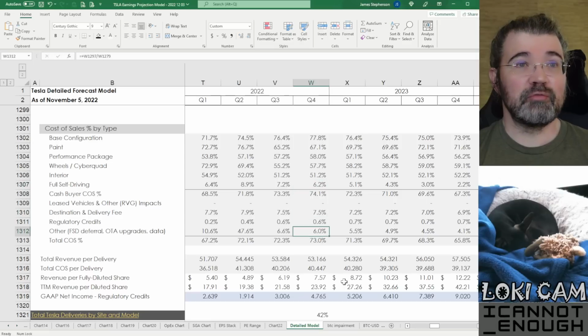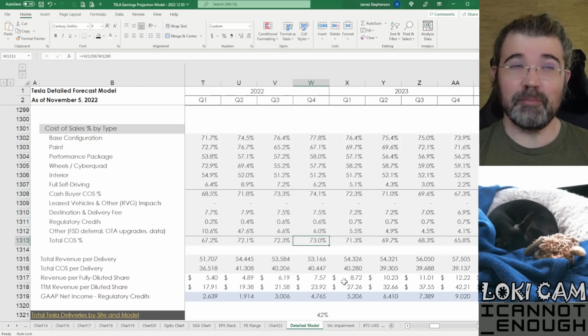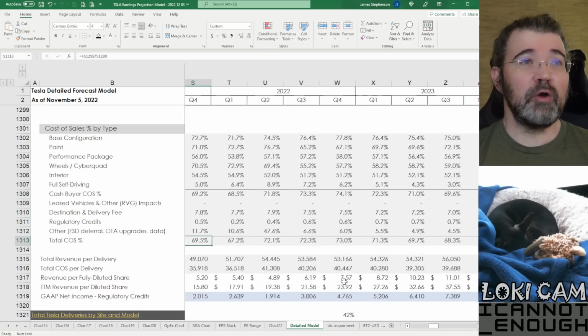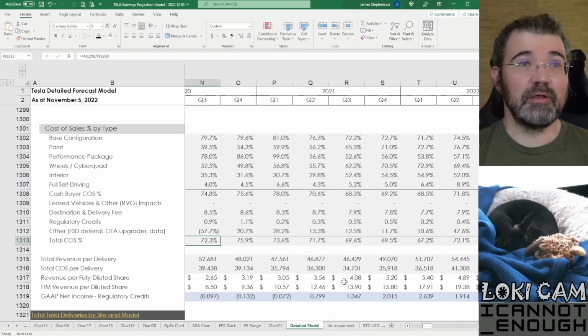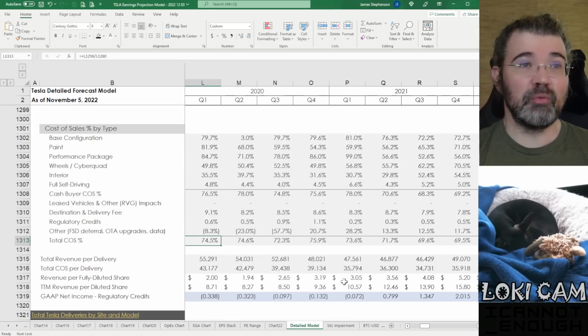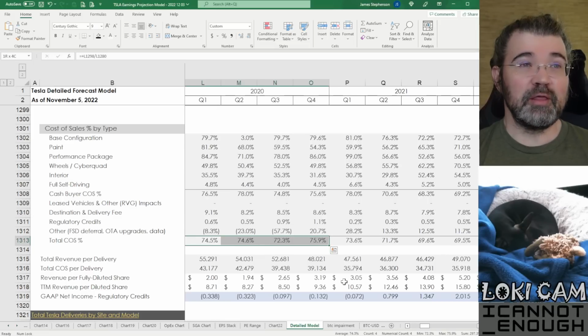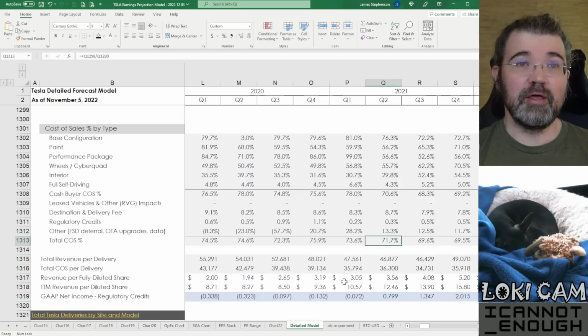So what are we forecasting for Q4? We're forecasting a higher number. This is worse. If we go back to the prior year, here's 2021. I mean, let's go back one more year and look at 2020. So these were worse cost of sales percentages a couple of years ago, and then they got better.